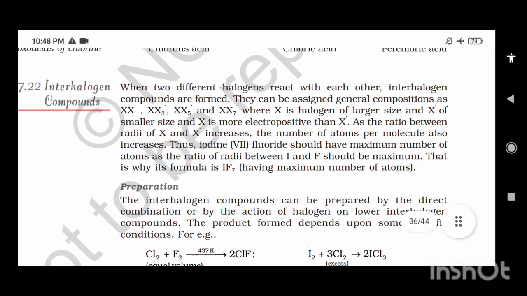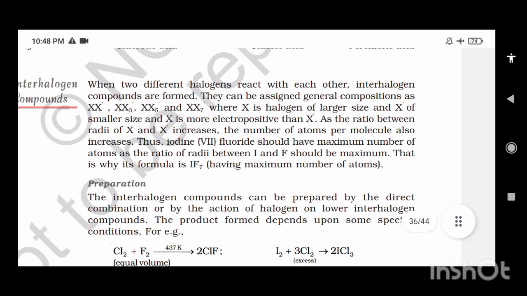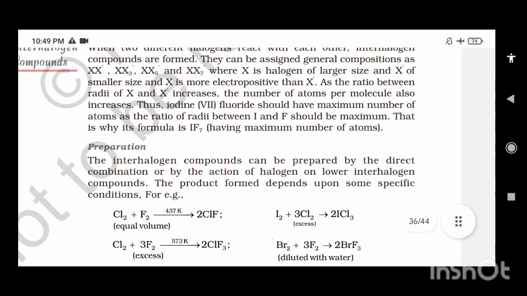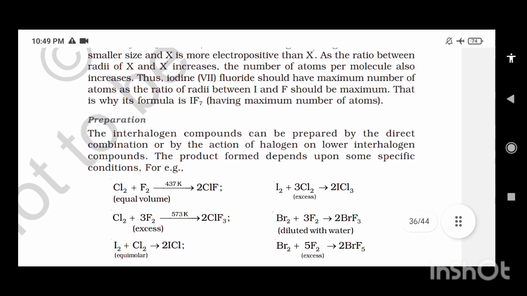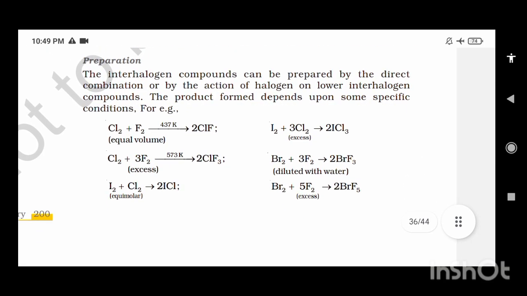Interhalogen compounds: when two different halogens react with each other, interhalogen compounds are formed. These can be assigned the general composition XX', XX'3, XX'5, XX'7, where X is the halogen of the larger size and X' the smaller size. X is more electropositive than X'. As the ratio between the radii of X and X' increases, the number of atoms per molecule also increases. Thus, iodine fluoride should have the maximum number of atoms, as the ratio of the radii between iodine and fluorine should be the maximum.